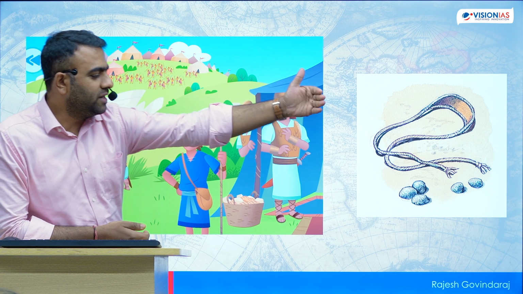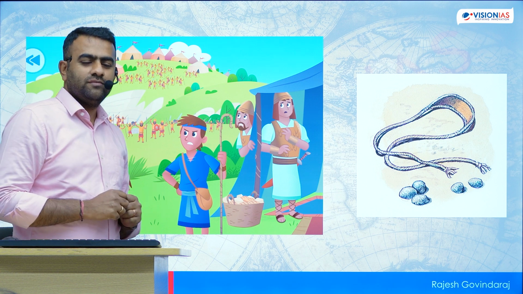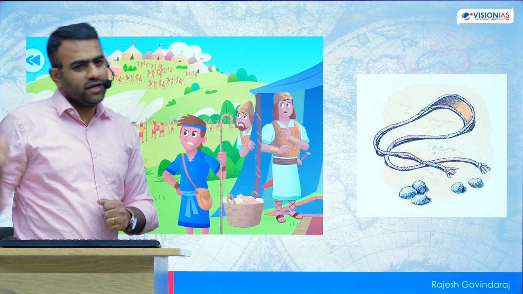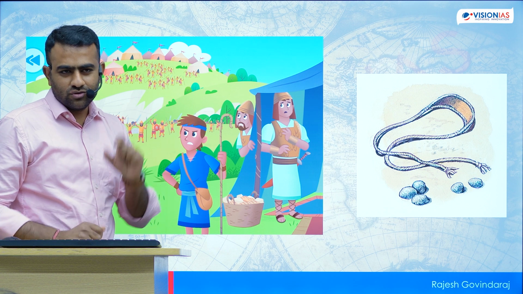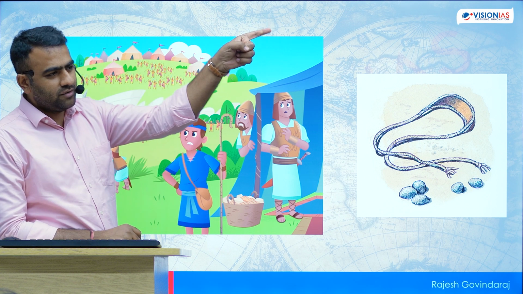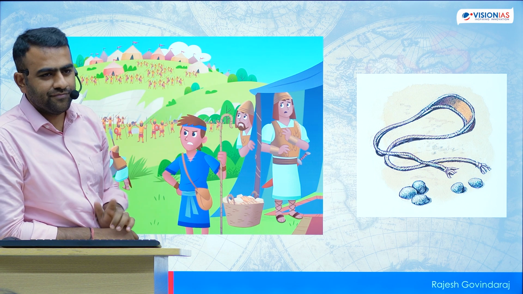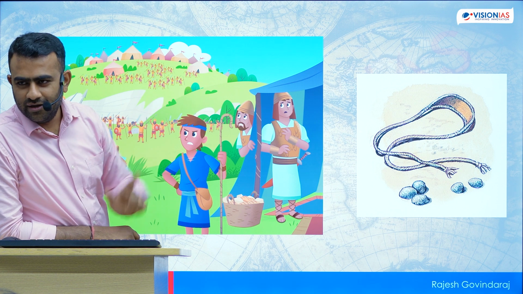So David will come and stand at a distance and he will stop there. He will take one of the stones and put it into the sling and he will rotate it fast and release it. The stone will hit the forehead of Goliath, exactly at the forehead. His aim was very clear.